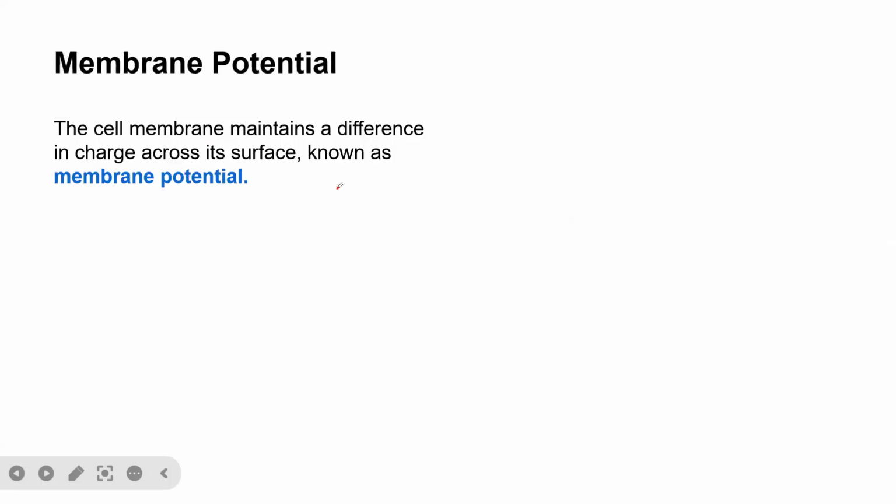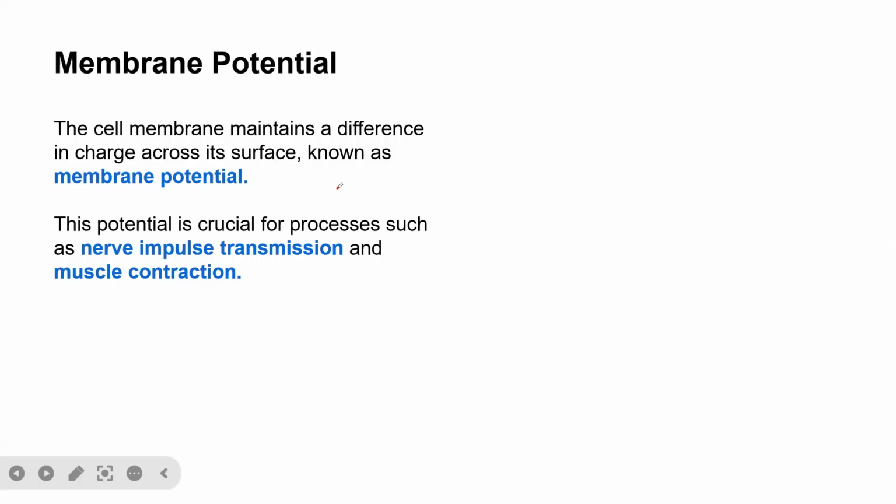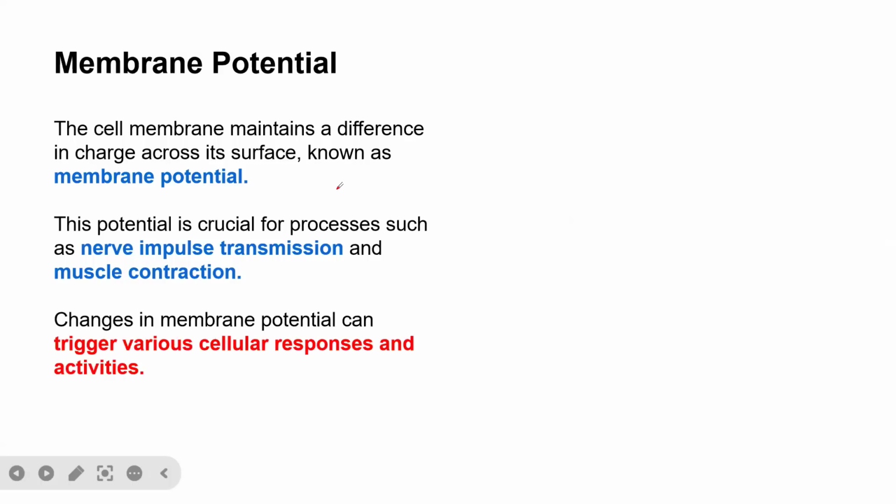So then the next thing is the membrane potential. The membrane maintains a difference in charge across its surface, which is known as the membrane potential. So you see, when you have the membrane of the cell, there is usually a charge difference across its surface, and that charge difference is known as the membrane potential. This potential is crucial for processes such as nerve impulse transmission and muscle contraction.